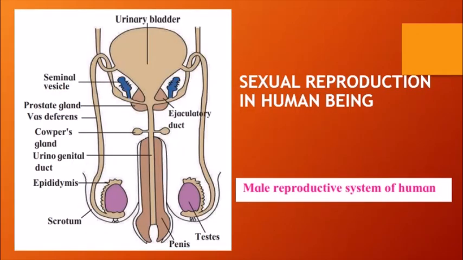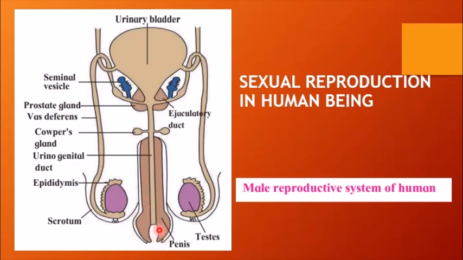Next is sexual reproduction in humans. First is the male reproductive system of human. Here if you see, you have the urinary bladder which is connected through the urinogenital duct. Now let's understand the different parts.